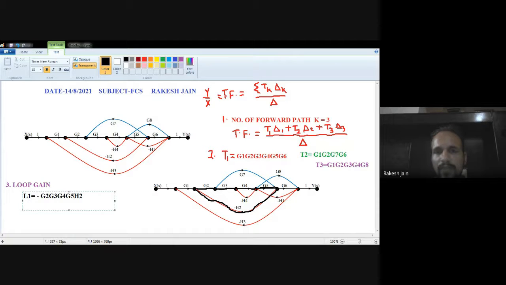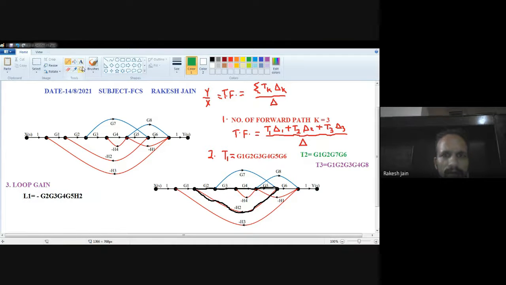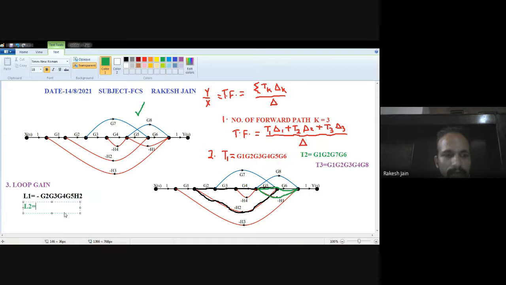Now which one is the second loop? G5, G6 and minus H1 is also present. Now see with this green color I am showing you the second loop. Don't be confused, kindly see the second loop. If you have any confusion, then see in the main diagram also. Okay, so G5, then G6, and then again to G5 by minus H1. So this one is also a loop. So minus G5 G6 H1. This one is the second loop.